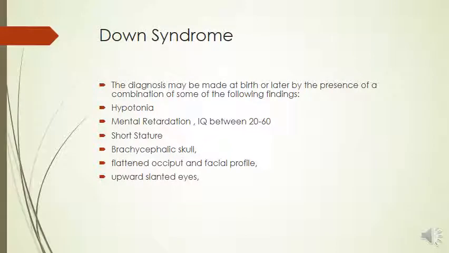The diagnosis may be made at birth or later for Down syndrome by the presence of a combination of some of the following findings, referred to as a syndrome when put together. Hypotonia. The babies are very floppy. Mental retardation with an IQ between 20 and 60. Short stature. Brachycephalic skull, flattened occiput and facial profile, upward slanted eyes.